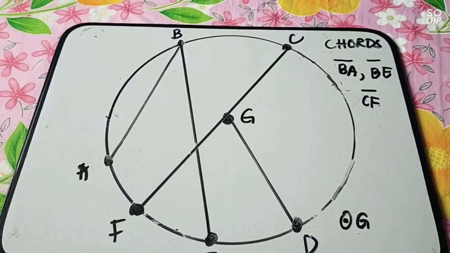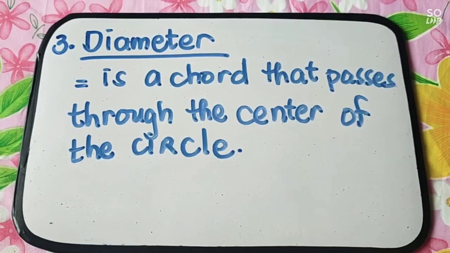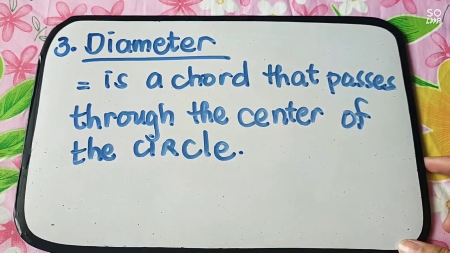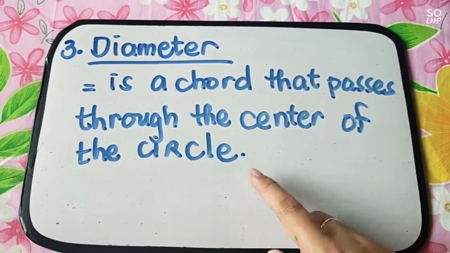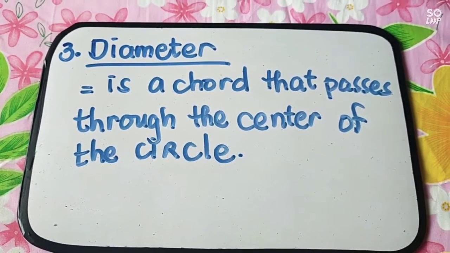Those are the chords of this circle. Number 3, we have diameter. When you say diameter, it is a chord that passes through the center of the circle. So, this is a chord, a diameter. Okay, let us have an example.